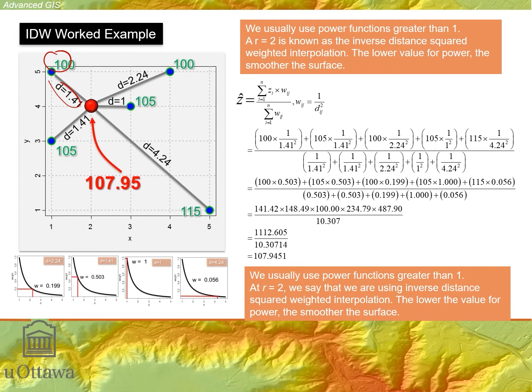This is just addition, multiplication, and we eventually get this value right here of 107.9451. So under the inverse distance rule that we're using, in this case inverse distance squared, we have 107.95 as the estimated value for that grid cell location. And then we move over to the next one and do the same thing.